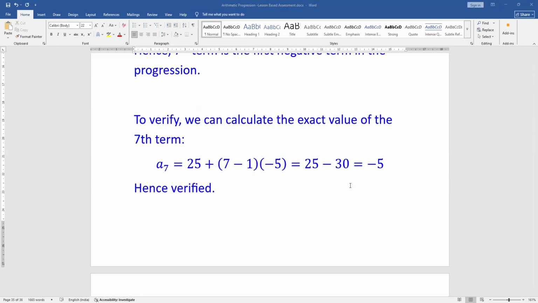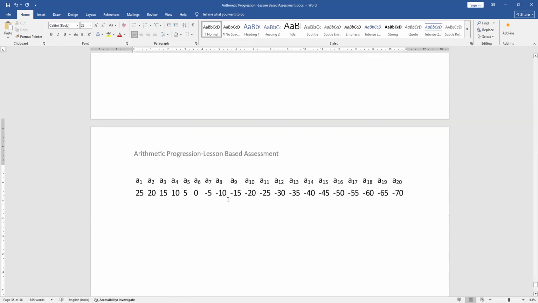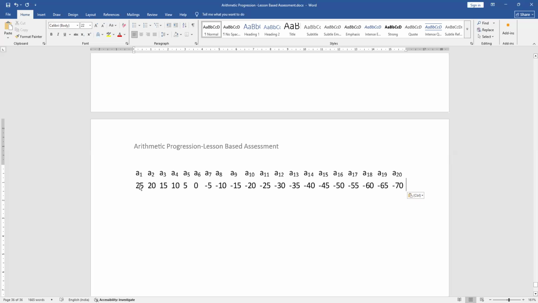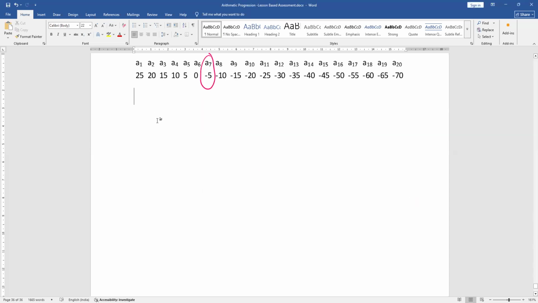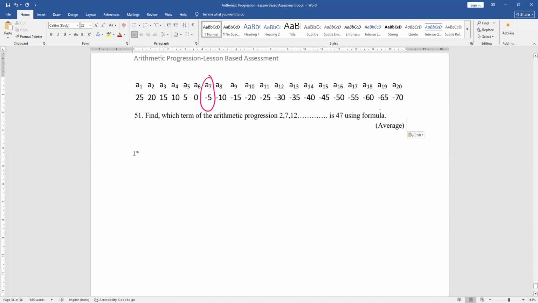Okay. So I have prepared a table for this. Look at this table and you will understand. See, the same sequence, which term is it, the negative term -5 comes at the 7th term, where negative numbers start. Okay, that's all. Now I move on to the next question. Find which term of the arithmetic progression 2, 7, 12 and so on is 47 using formula.